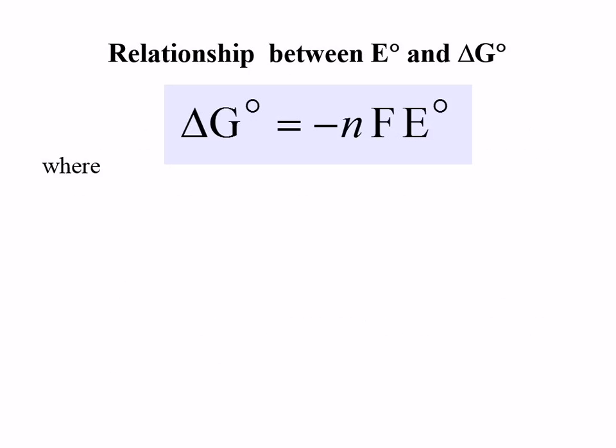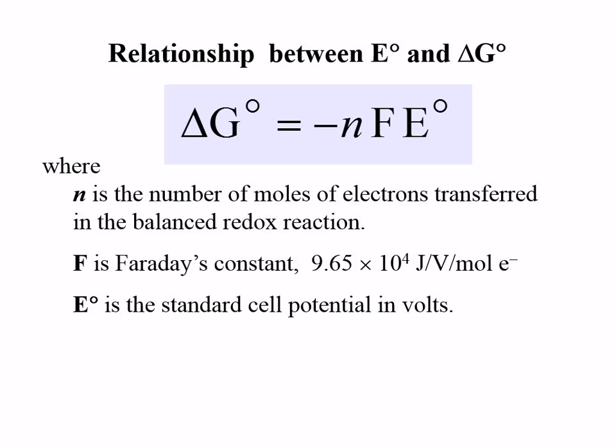Gibbs free energy of a reaction. That's the exact same Gibbs free energy we've been talking about. Gibbs free energy is equal to negative n, where n is the moles of electrons that are flowing, F is a constant, Faraday's constant, and E0 is the potential of that cell with that particular set of anode and cathode chambers. So E0 is the standard cell potential.